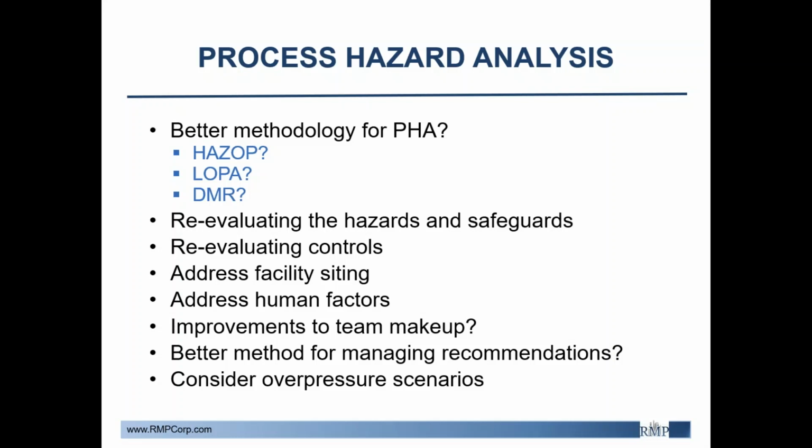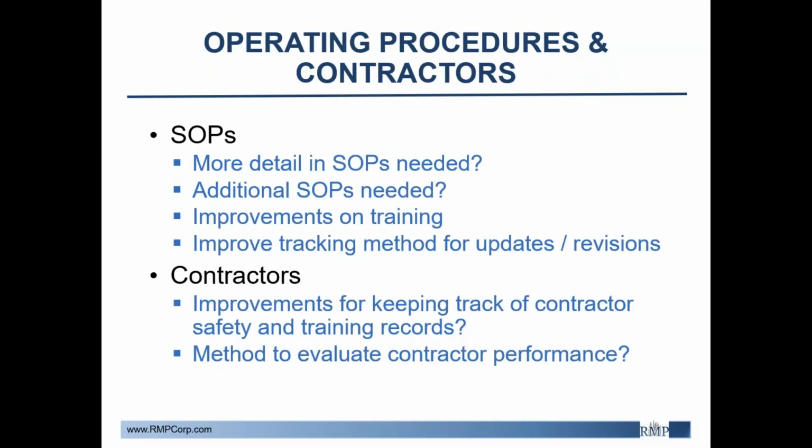Also, just reevaluating the controls, the safeguards, looking at facility siting again, not just skimming over it, but really looking at it, looking at human factors. Is there any history since the last PHA or the hazard review that you've addressed or need to be addressed from incidents? Team makeup, is there another person you need on the team? Maybe fewer people on the team next time. How to manage recommendations. All this kind of rolls into best practice as far as improving not only the efficiency of a PHA, but also the quality of the PHA.